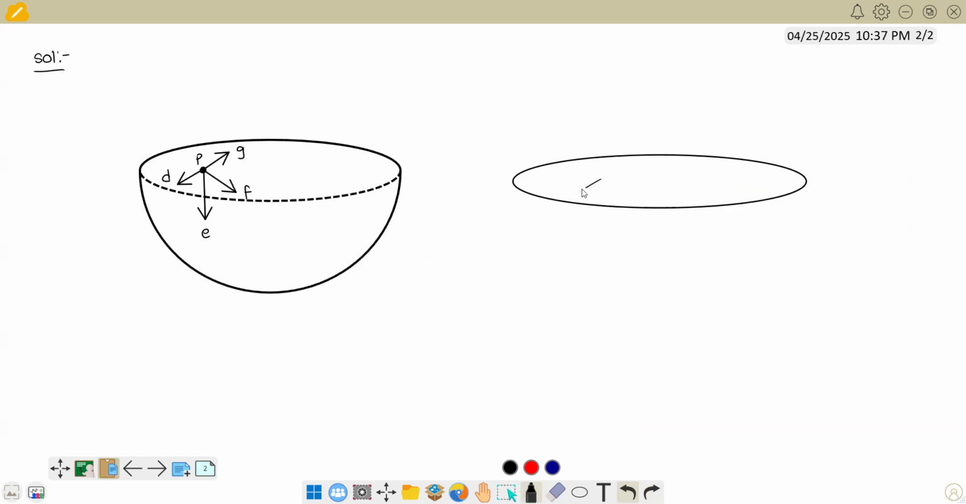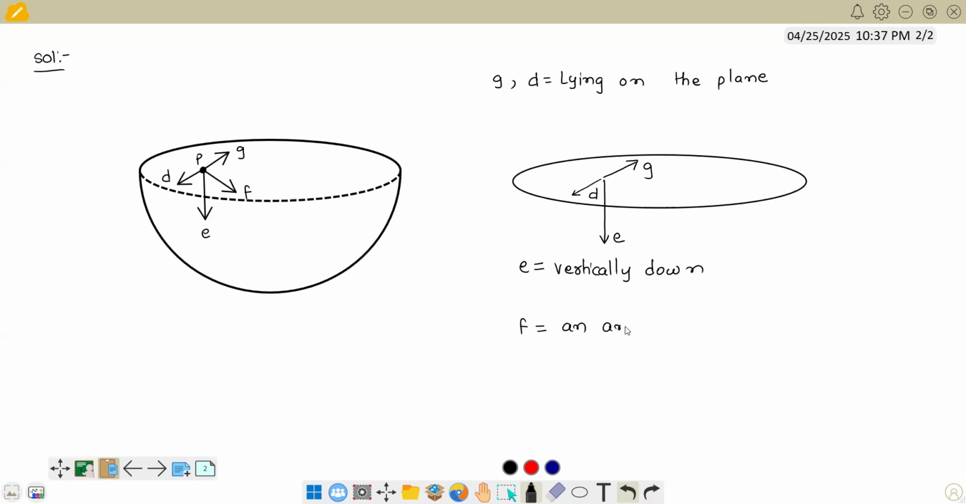So D is literally lying on the plane. Then even this G also is lying on the plane. This E is exactly downward. E is vertically downward. So E is perfectly down. Now, if you look at F, F is at an angle.